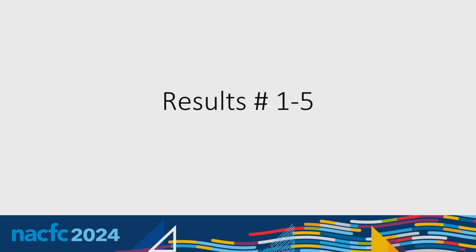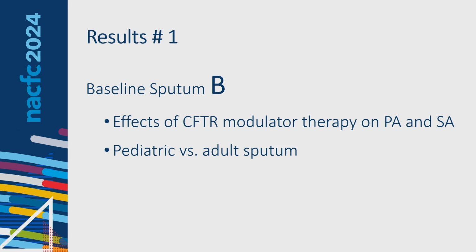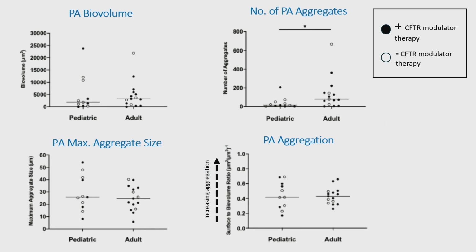So I'll just share a set of 5 results. The first result we wanted to look at is what is happening at the baseline sputum. So what are the effects of CFTR modulator therapy on PA and SA, and then what's the difference between pediatric and adult sputum.